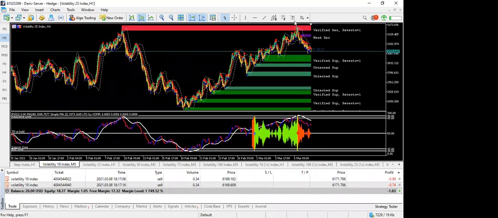You can see this one, though we missed it. This is 1 hour and the verified resistance, double top, and boom, it came down.